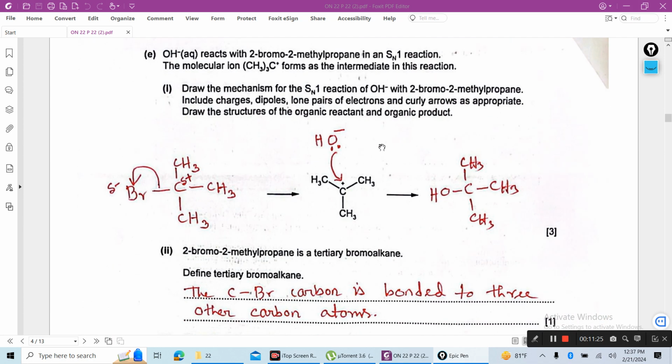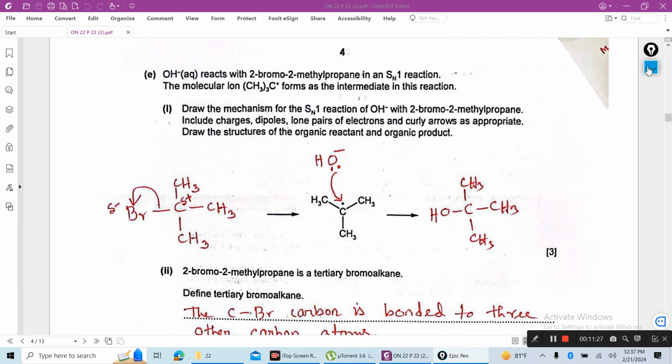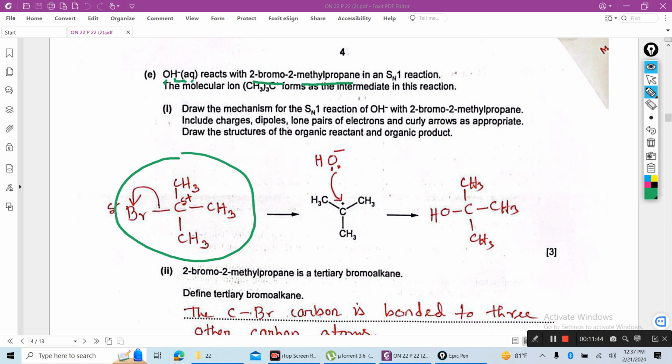Let's move to the next one. This is from organic chemistry. SN1 mechanism. Hydroxide ion reacts with 2-bromo-2-methyl propane. This is the 2-bromo-2-methyl propane. Why? 1, 2, 3. The 2 carbon contains bromine and the 2 carbon contains methyl.